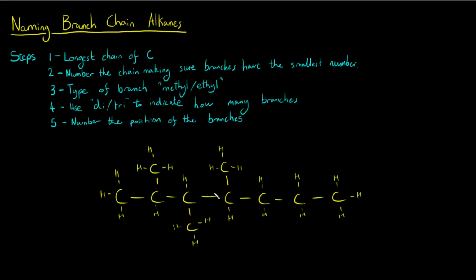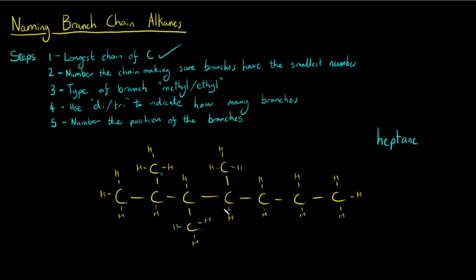Right, let's look at our final example here. Go through our steps. Longest chain of carbons appears to be 1, 2, 3, 4, 5, 6, 7 carbons. So that means this structure is going to start with hept, and it's obviously an alkane, so it's going to be heptane. I know it's an alkane because it's only got single bonds and it falls into the alkane general formula. Done step number 1.